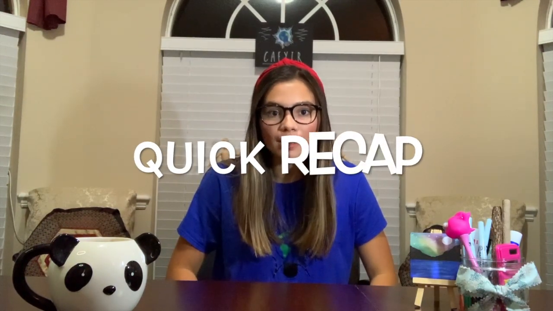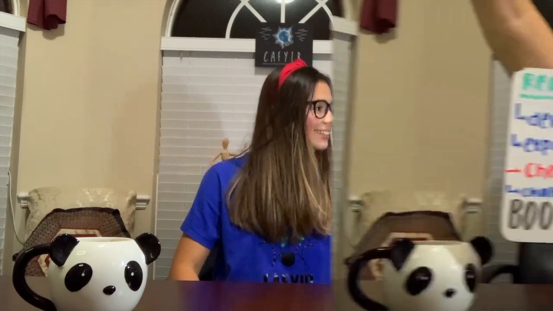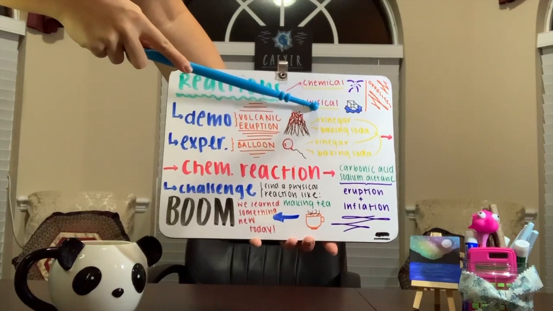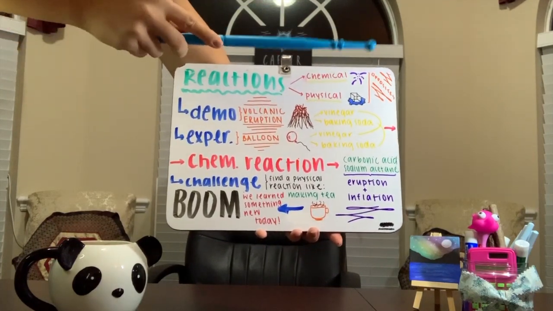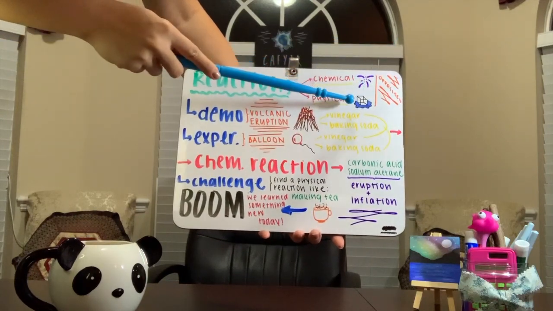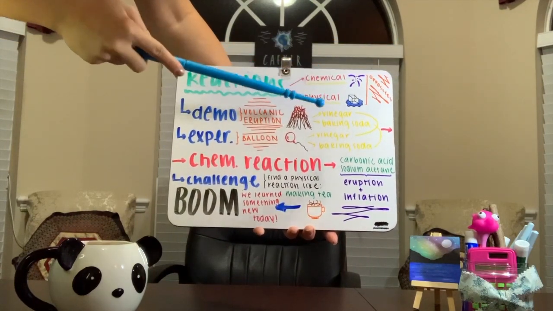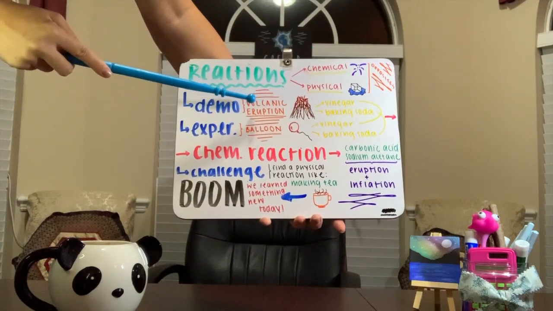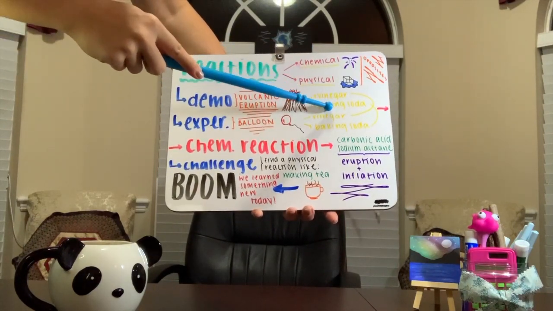Whoa, we learned so much this video. I think it's time for a quick recap. Let's see what we did. Today we learned about reactions, chemical reactions and physical reactions. An example of a chemical reaction is a firework exploding. An example of a physical reaction is an ice cube melting. These two are opposites. Our demo today was watching a volcanic eruption using vinegar and baking soda.